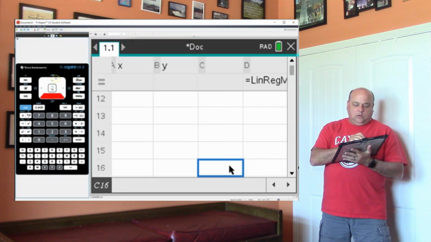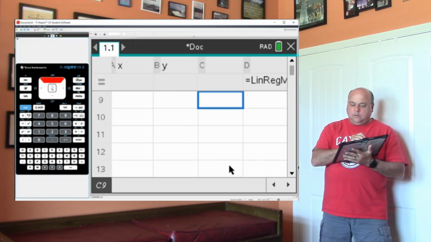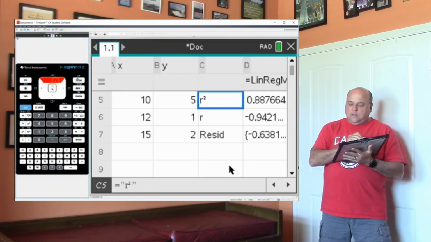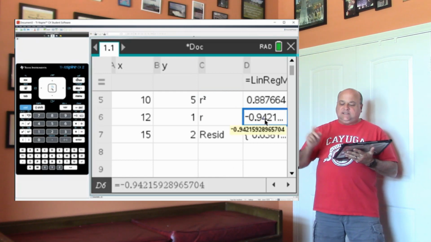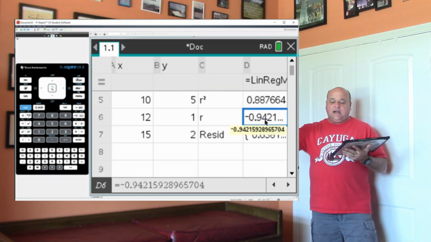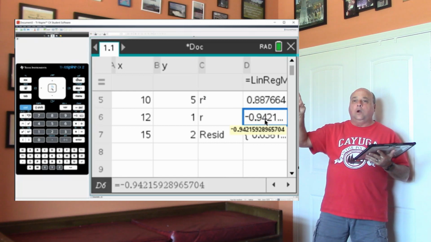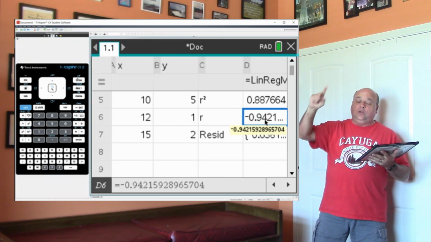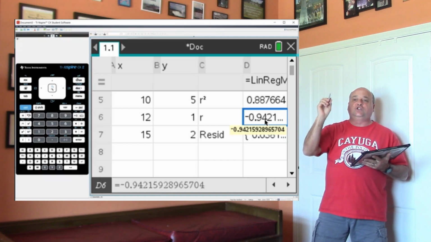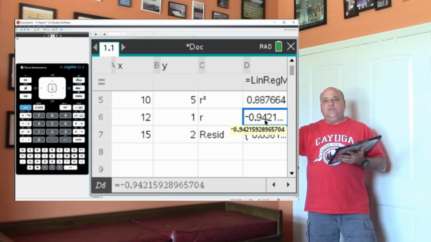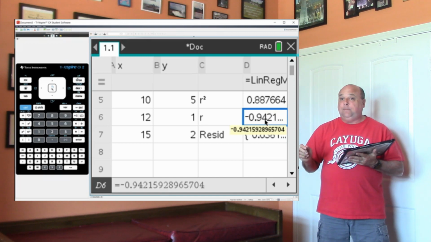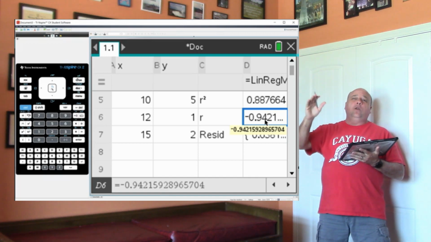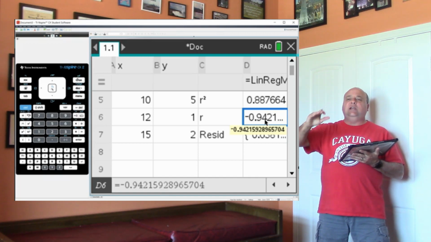And notice the R. Oh, you got to go up. Sorry about that. The R is right here. Notice that it's negative because the line goes down and it's negative 9.4. Notice this isn't as close to negative 1 as the other one. But still, negative 9.4 is a very strong correlation, and all the dots were really close to the line of best fit. If this gets below like 0.8, it starts getting weak.